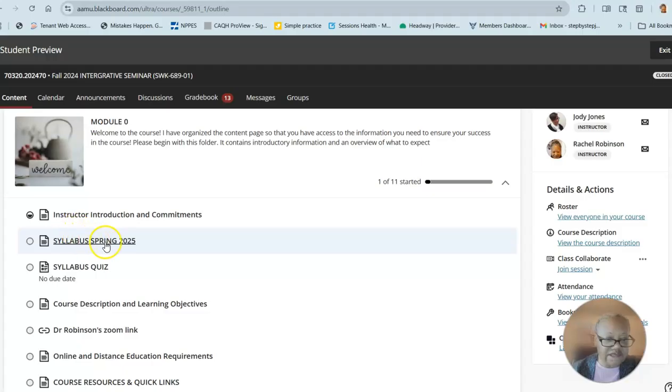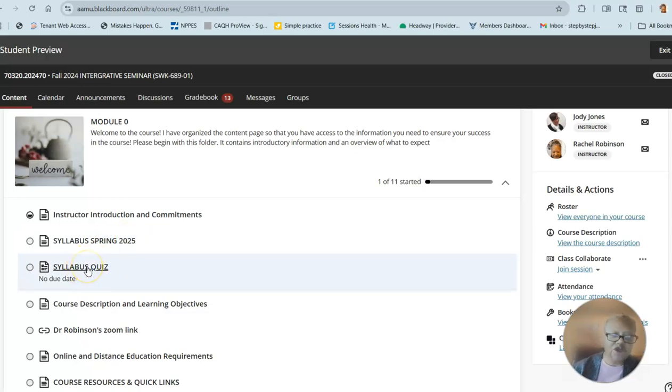This is the syllabus. It says spring 2025, but obviously I'm going to be updating it to fall 2026. What I have students do is a syllabus quiz because the syllabus is an important document. It explains the course, it explains course expectations, it shows you grade determination. It's just a very important document.